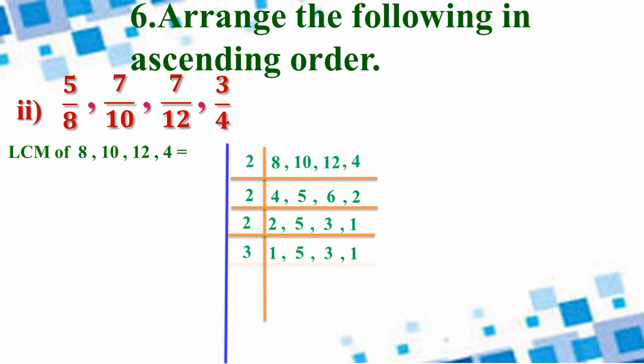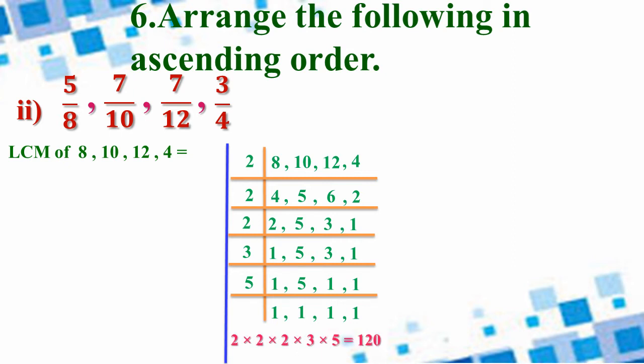The next divisor is 3. Here 5 is not divisible by 3, so carry forward 5, and 1 3s are 3. The next divisor is 5. So 1 5s are 5. Next let us multiply all the divisors. So 2 into 2 into 2 into 3 into 5, we get 120. Therefore, the LCM of 8, 10, 12 and 4 is 120.